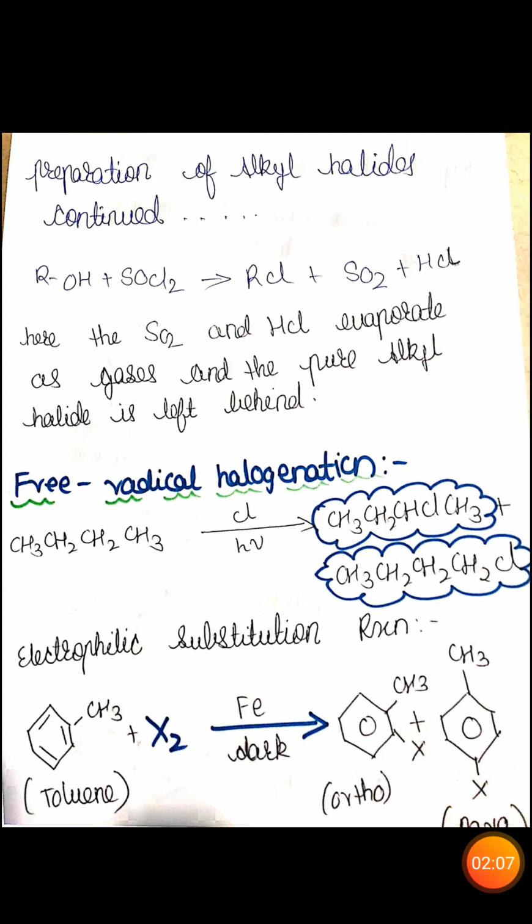Okay, next, electrophilic substitution reaction. We take toluene and add a halogen to it. Under Fe dark, it gives you ortho and para products. You can see I've written the major and the minor product.